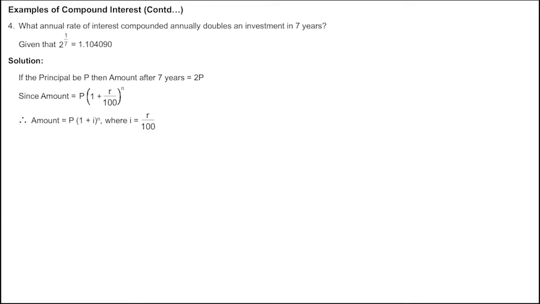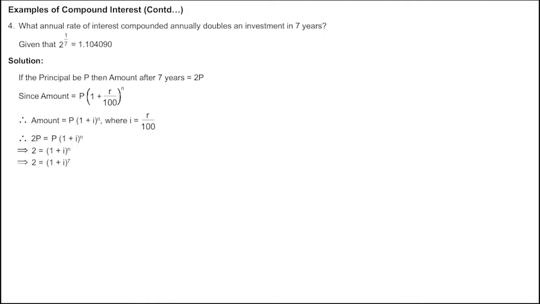Now according to the given condition, principal P becomes double. That is, if the principal be P, then the amount after 7 years will become 2P. Substituting these values, we have 2P equal to P times (1 + I) whole raised to n. If the P on the right hand side is taken to the left hand side, it becomes 2P upon P. So what remains on the left hand side? 2. And on the right hand side, we have (1 + I) whole raised to n. What is n here? 7. So we get 2 equal to (1 + I) whole raised to 7.